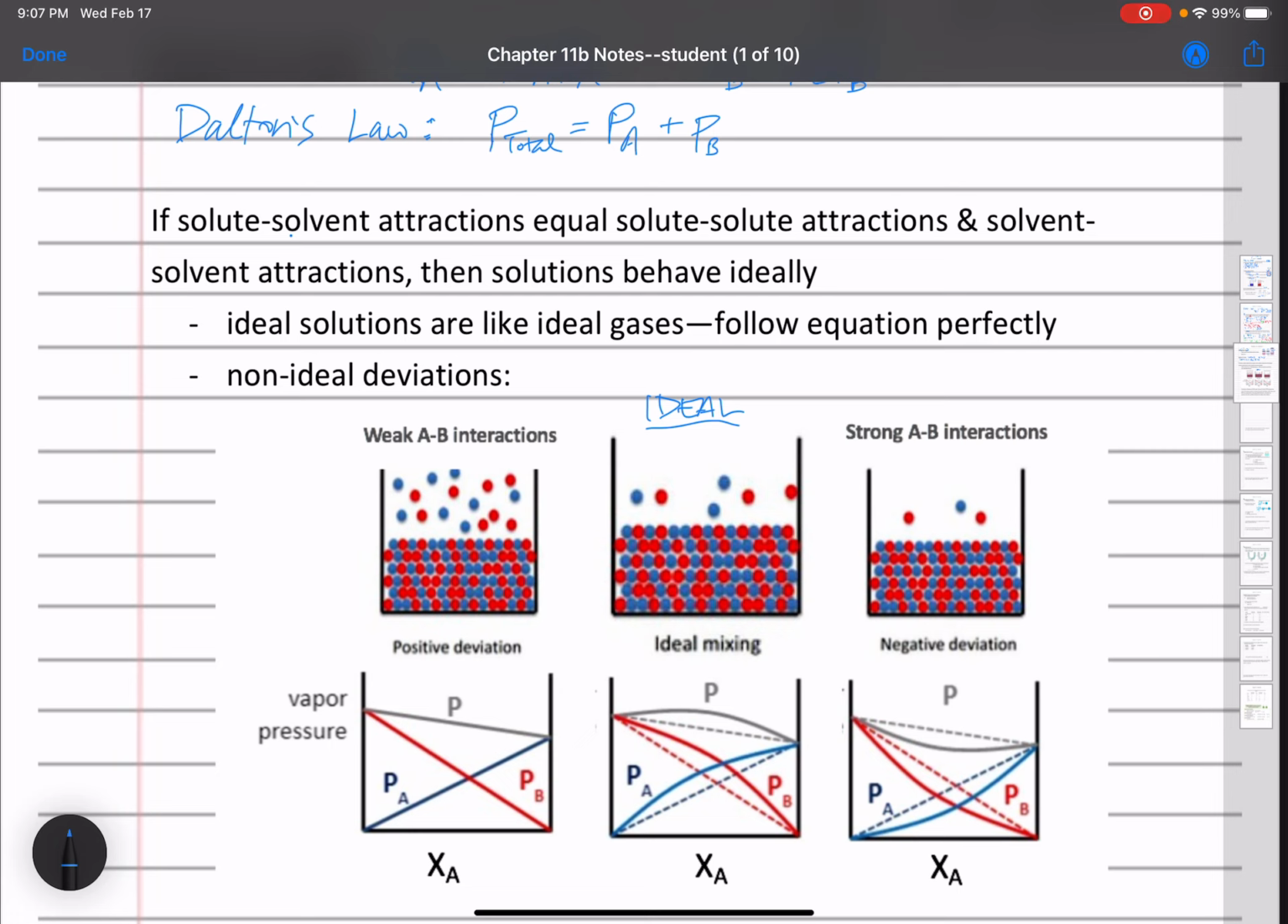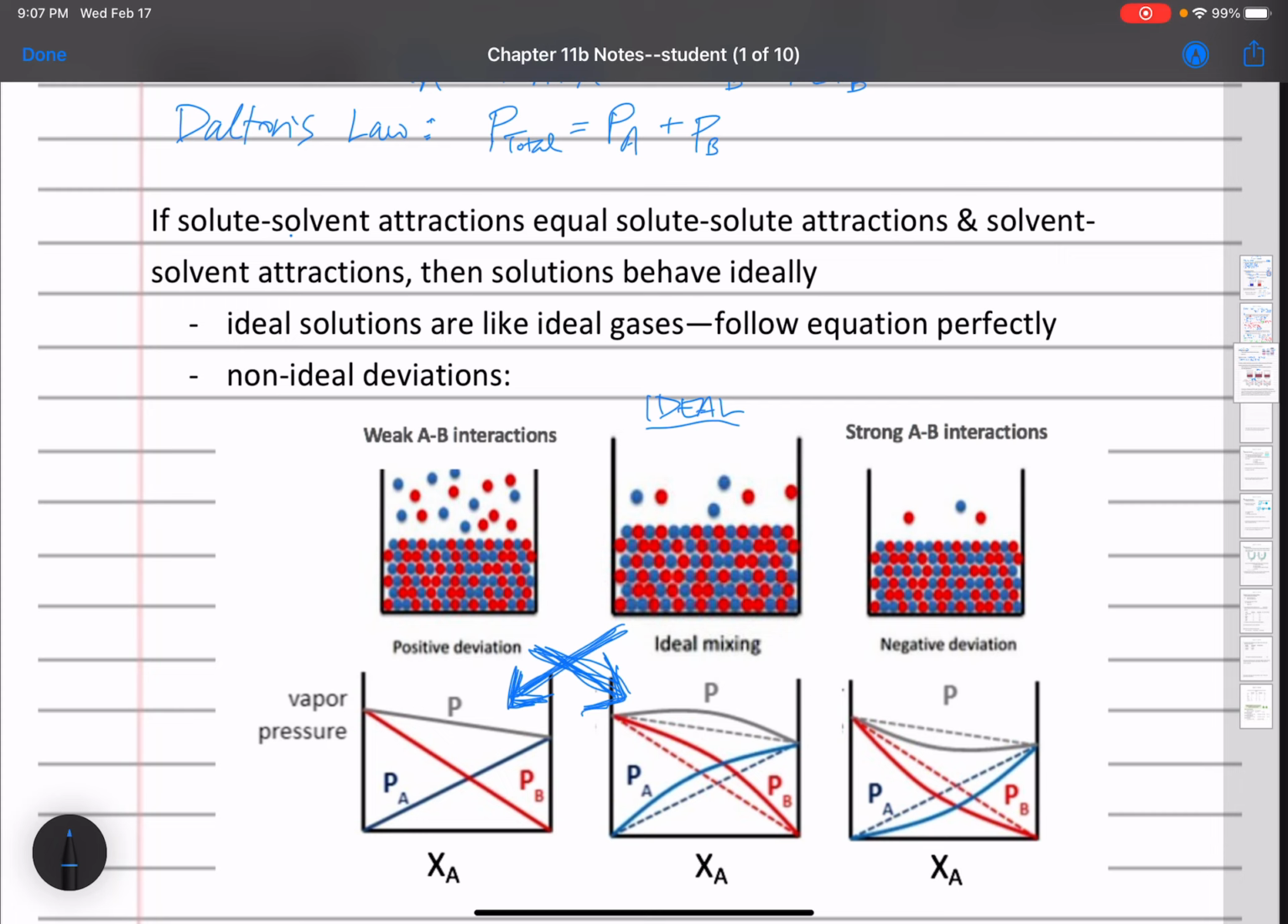And so in ideal mixing, oh man, I mixed these up. Shoot. Well, this is the positive deviation graph. I made this picture and I was so proud of it. And this is the ideal mixing graph. So sorry about that.